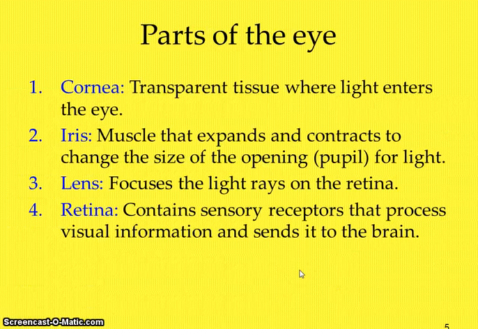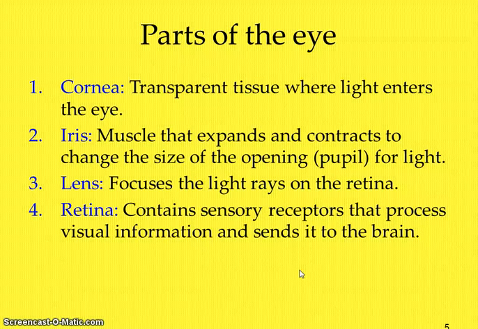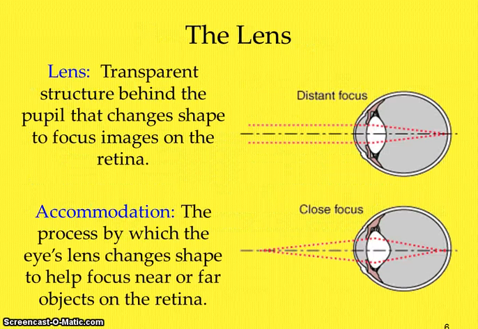So again, going through parts of the eye, the cornea is the transparent tissue where light enters the eye. The iris is the muscle that expands and contracts to change the size of the pupil. The lens helps focus the light rays on the back of the eye, which is the retina, and the retina contains our receptors. Now the lens, which is that transparent coating, which you will see right here, changes the image of our eye. This is the process of accommodation.